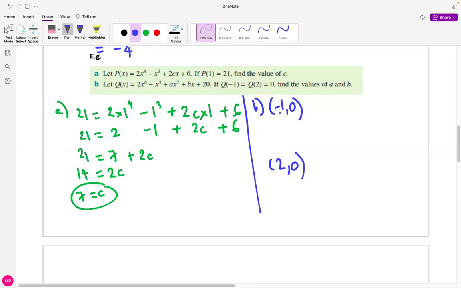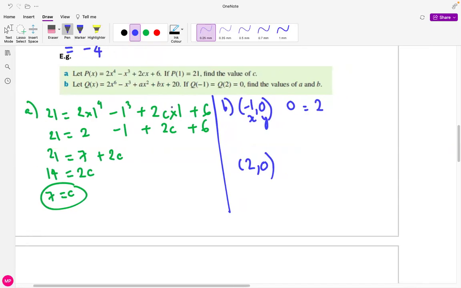So we sub in. So negative 1 is the x, and this is the y equals 0. So we let this equal 0, and we let x equal negative 1 in. So we have 0 equals 2 times negative 1 to the 4, that's just positive. Now negative 1 cubed, when you do that, that becomes negative, and you have a negative here, so that becomes plus 1. Okay, plus a minus b plus 20, like that. So 2 plus 1 plus a minus b plus 20. So 2 plus 1 is 3, 3 plus 20 is 23.